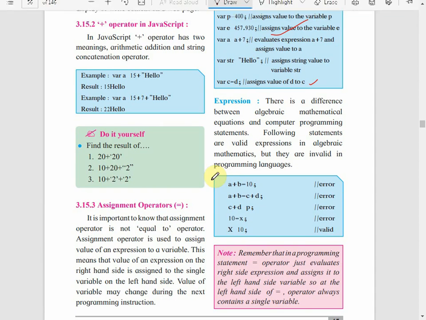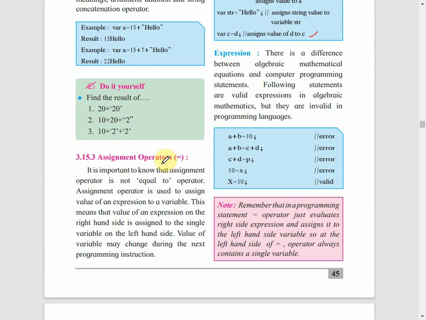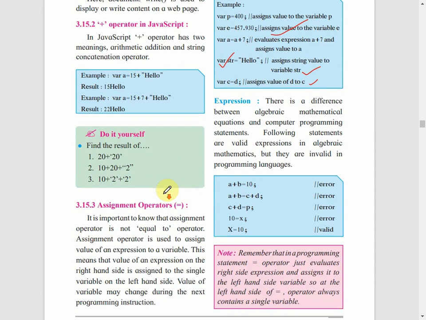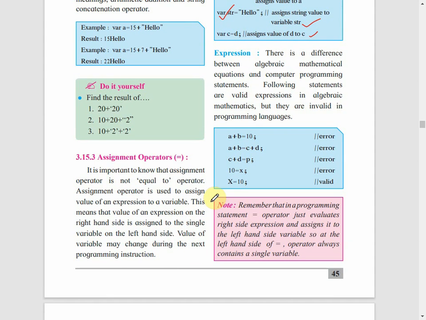Next is the assignment operator. This operator is used to assign a value. Just now we said variable str equal hello, so this word hello is assigned as the string value to the variable str. It is important to know that the assignment operator is not the equal to operator. The assignment operator is used to assign the value of an expression to a variable. The value of the expression on the right hand side is assigned to the single variable on the left hand side, and the value of the variable may change during the next programming instruction.